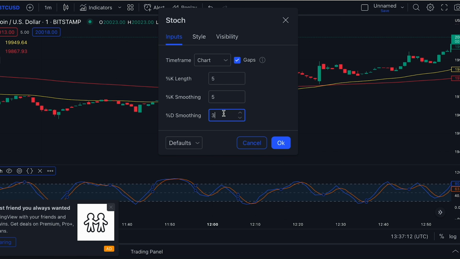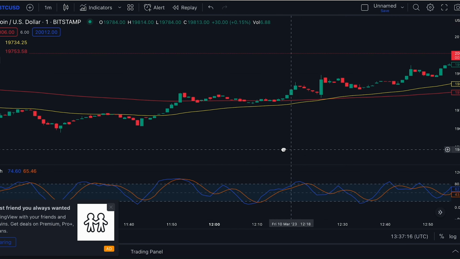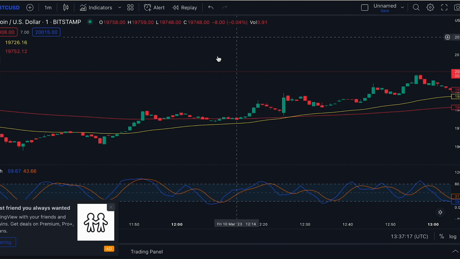Go to the settings for the stochastic indicator and select the inputs page. All inputs will be changed to 5 in this process. That was all that remained to be changed. Now let's look at the indicators we'll be employing.